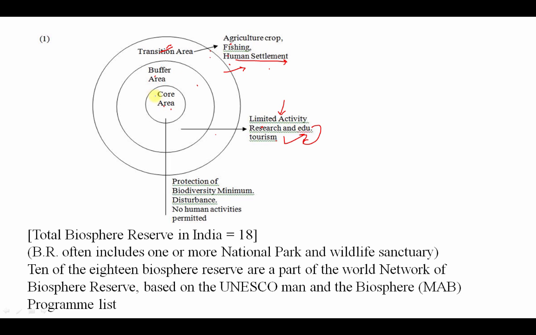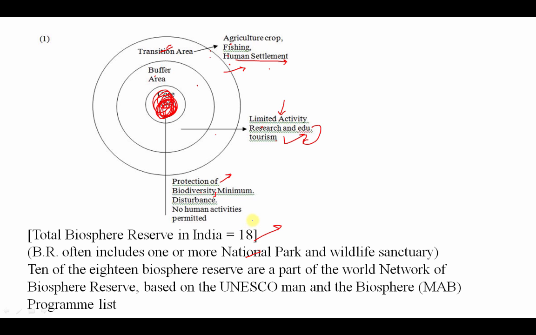But in the core area, there is protection of the biodiversity and minimum disturbance. There is total protection of the biodiversity. No human activities are allowed in this core area. So the total number of biosphere reserves in India is 18. Biosphere reserves often include one or more national parks and wildlife sanctuaries.